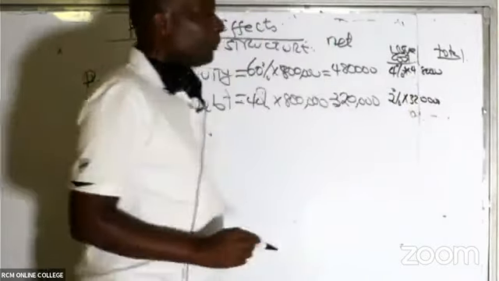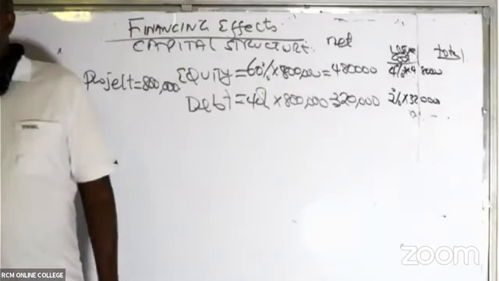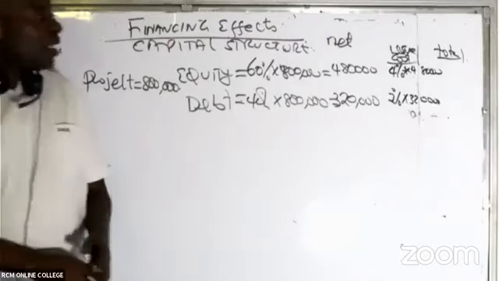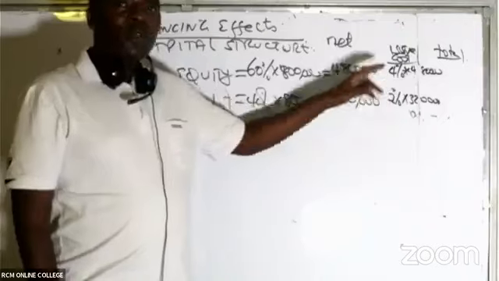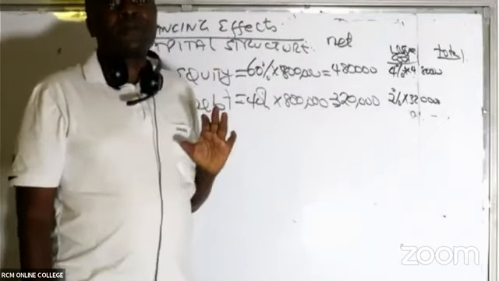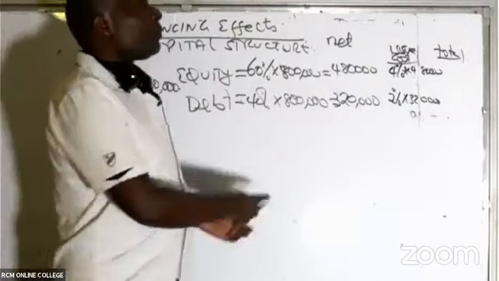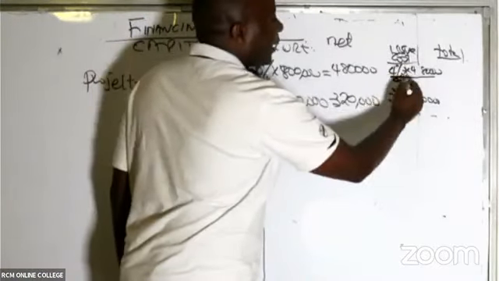Will I do that? No, no. Because you see, this 480,000 is net of the 4%. So if it's net of the 4%, it is at 96%. So basically what you do, this one will be 4% times 480 divided by 96%.